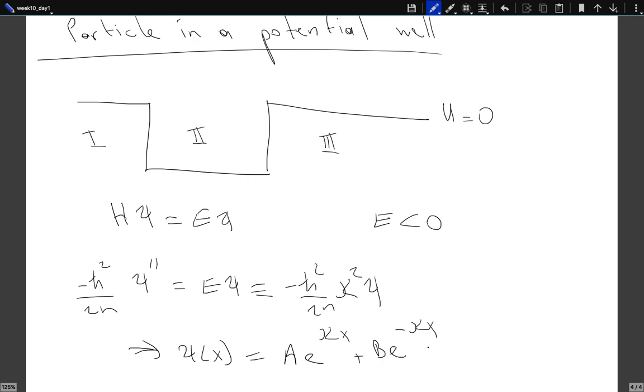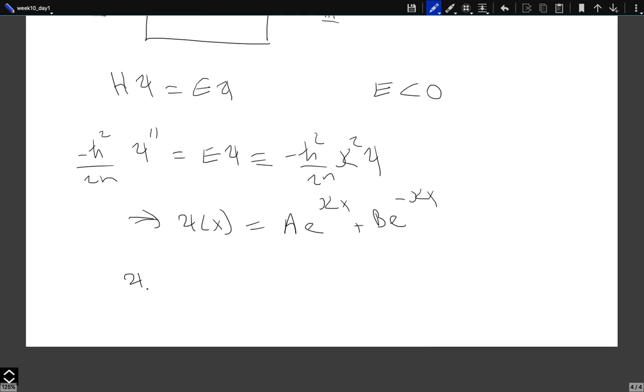So in region 1 the wave function is a times e to power kappa x. This is where we had left on Thursday.